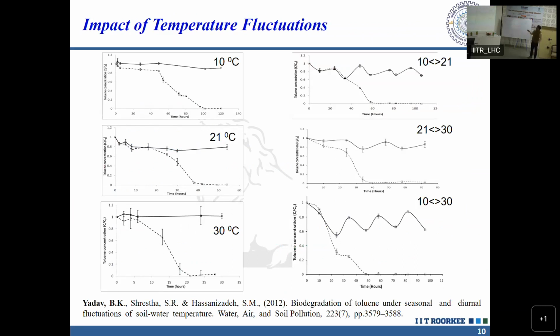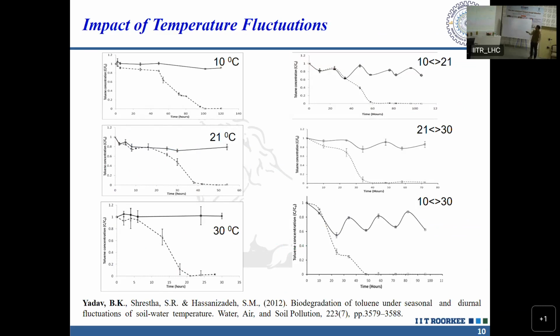Now these 3 figures are showing the constant temperature, when we kept one at 10 degrees, one at room temperature, and one at a high temperature, T3. The solid line shows the sterilized batches. Sterilized means the microorganisms were killed, controlled. There is no presence of the microorganism.